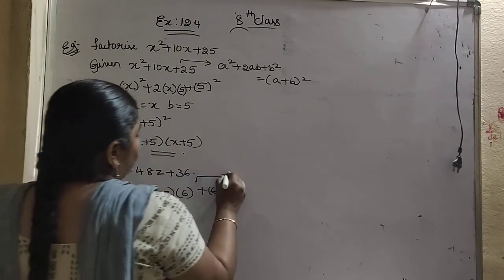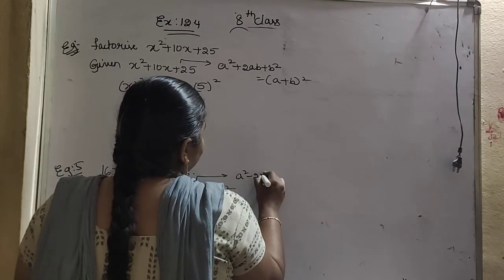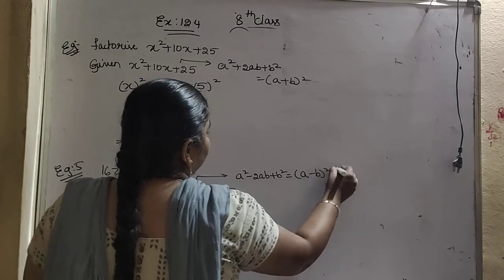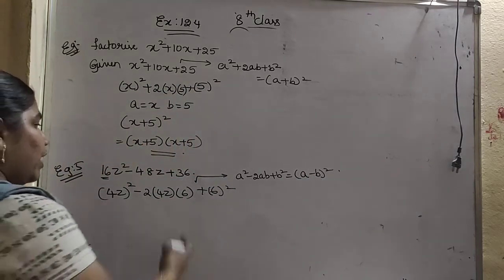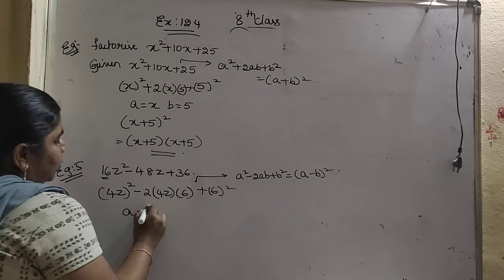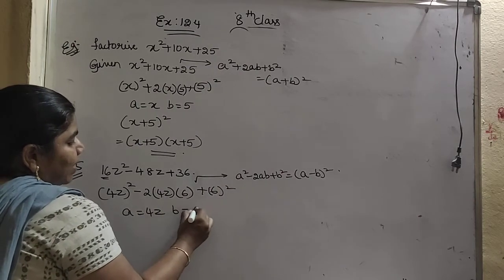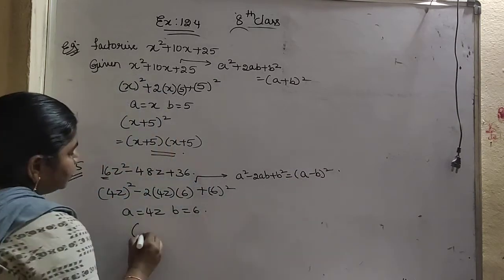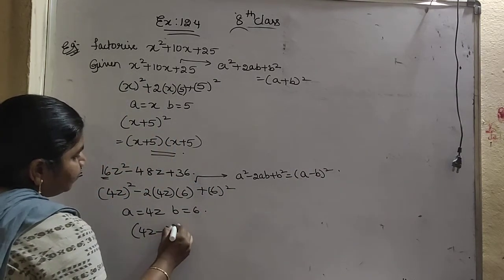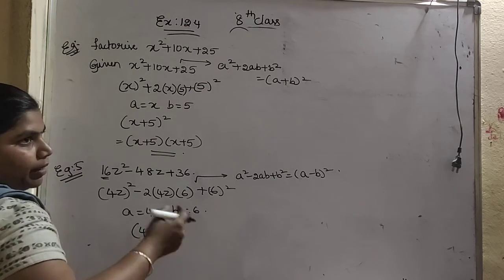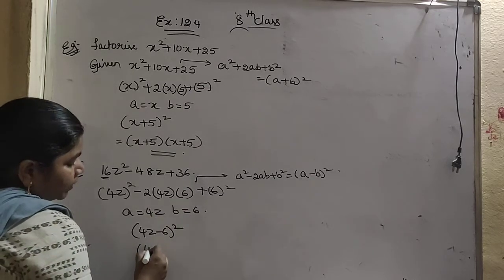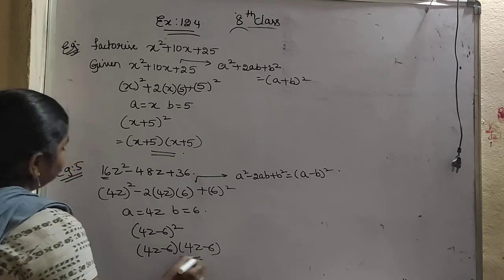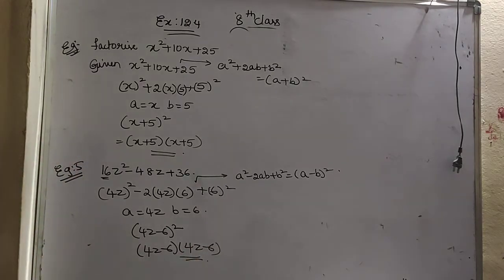So it is now in the form of a square minus 2ab plus b square. That is the identity a minus b whole square. If you compare these two, the a value will be 4z and b value will be 6. Now we can write it in this form, that is 4z minus 6 whole square. Square means we have to multiply 2 times, so 4z minus 6 into 4z minus 6. So this is our example number 5.